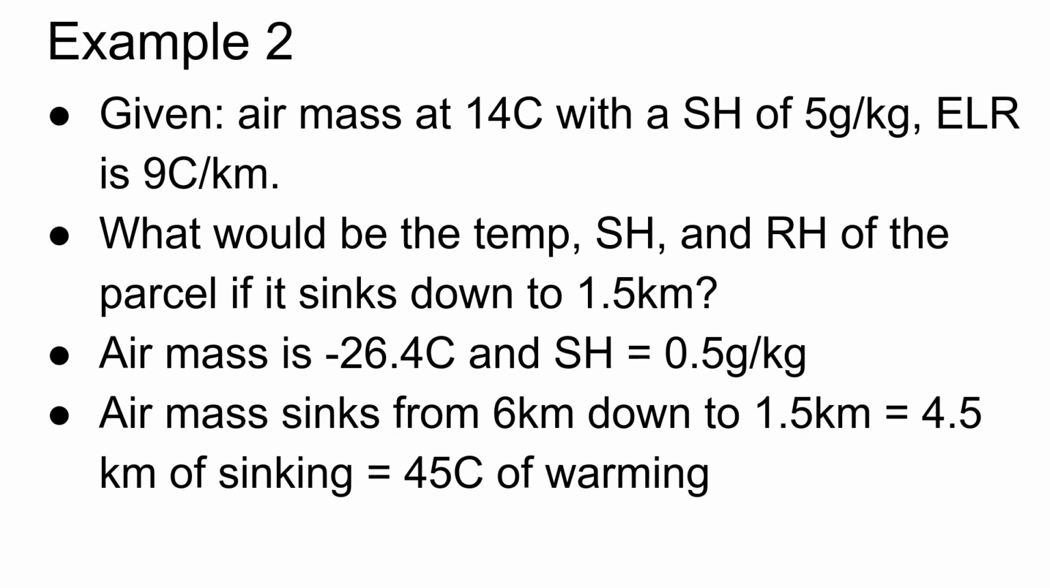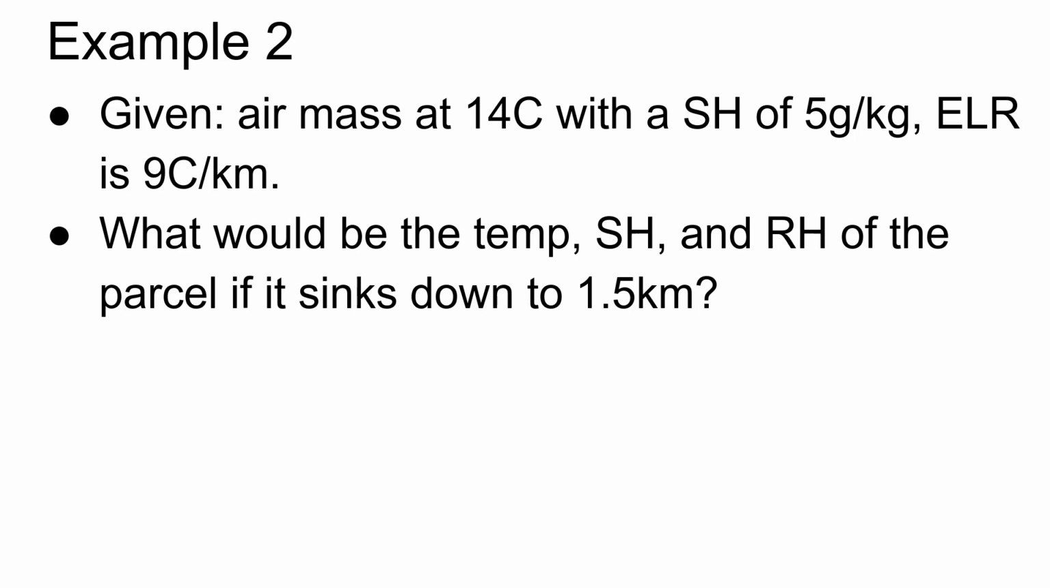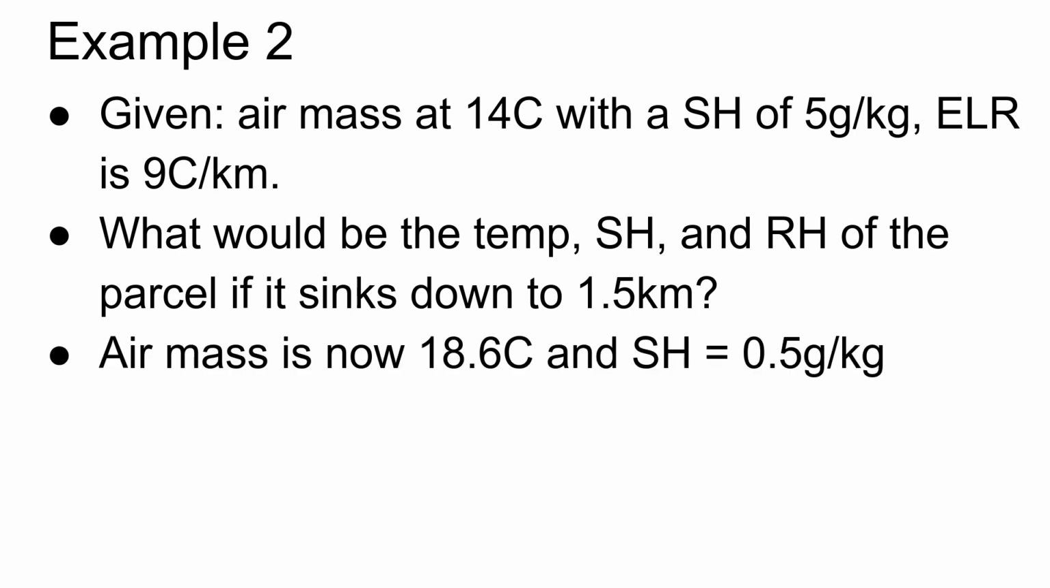As it sinks from 6 kilometers down to 1.5, that's going to be 4.5 kilometers of sinking. It's going to heat 10 degrees per kilometer, so it's going to get warmer by 45. So we know its temperature is negative 26.4. Negative 26.4 plus 45 is 18.6 Celsius. So now we know what the temperature is. We know what the specific humidity is because it's the same as it was on top of the mountain that was at 6 kilometers.